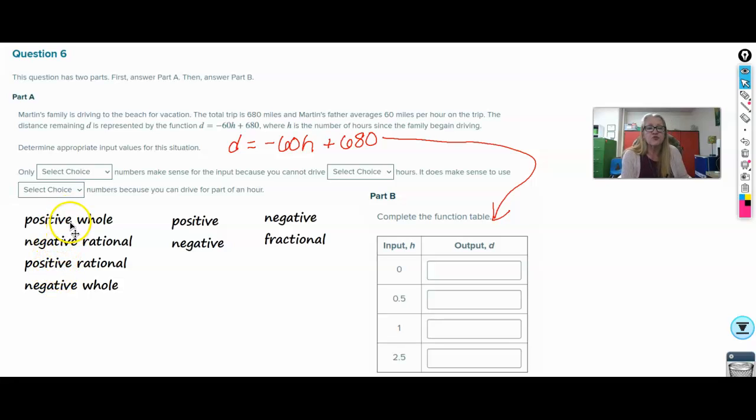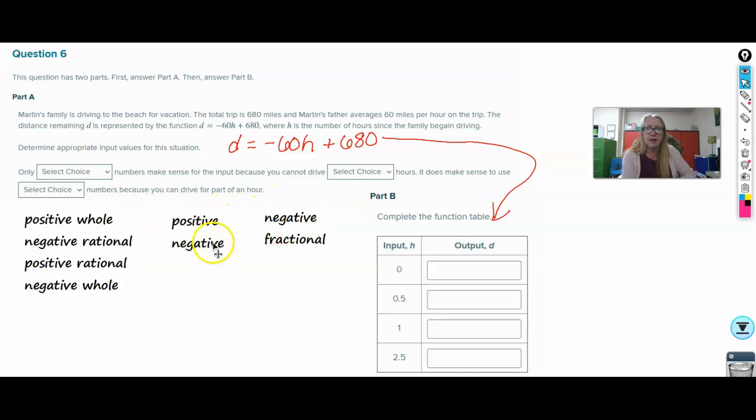Positive whole numbers is just whole numbers, just like 1, 2, 3, 4, 5 hours. Positive rational would include 1.5, 2.5, 3.5, or quarter hours, or even very small decimal hours. So I'm thinking you probably want to go with this one because you cannot drive negative hours. It does make sense to use blank numbers because you can drive for part of an hour.